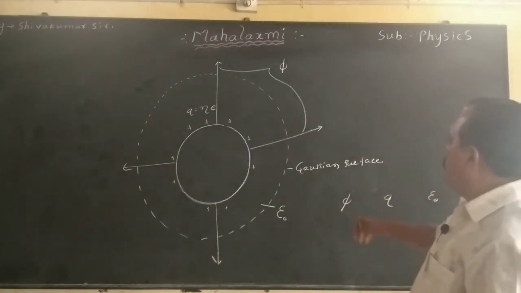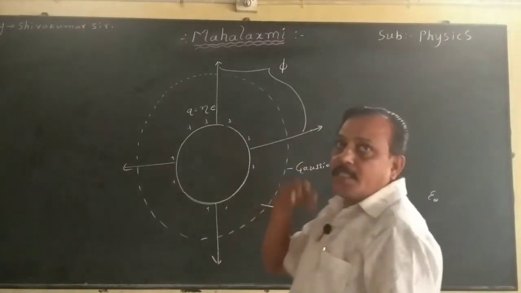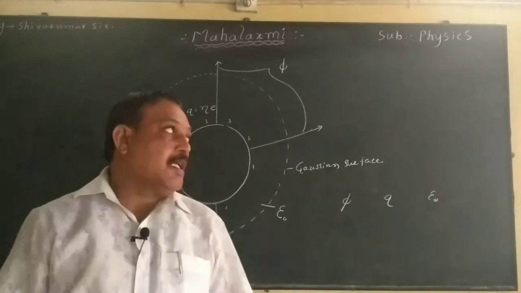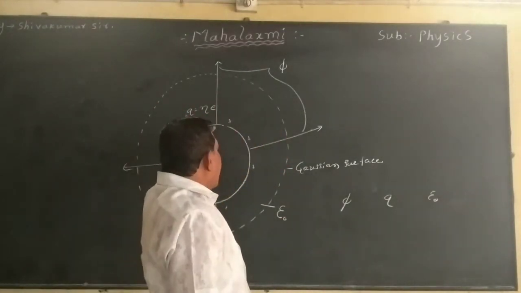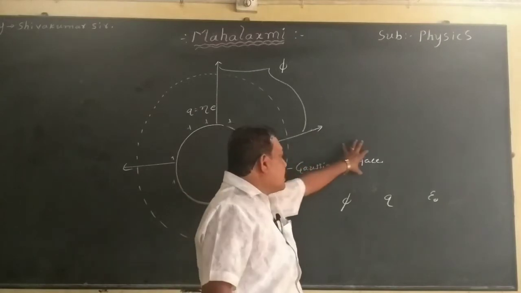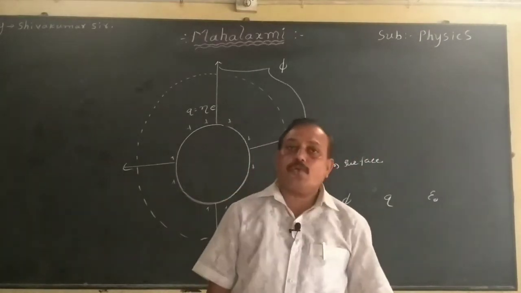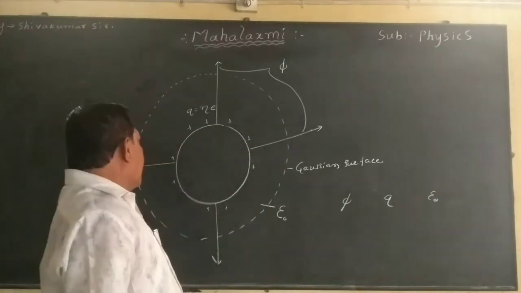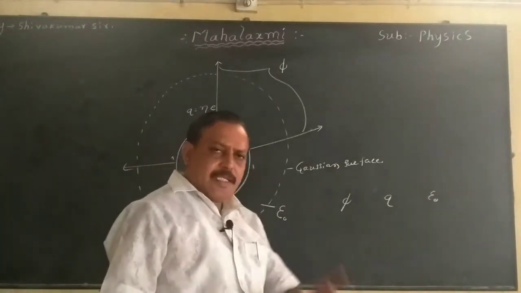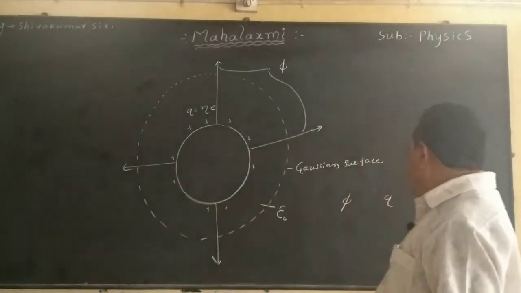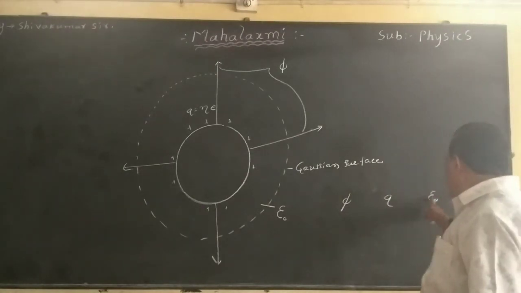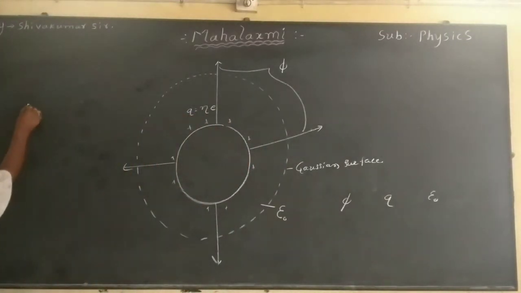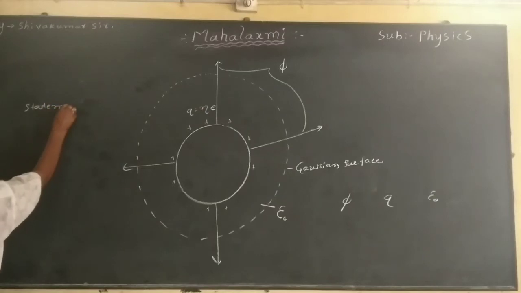So the surface which encloses the charges is nothing but an imaginary surface. This imaginary surface which encloses the charges was termed by Gauss, and that surface is called the Gaussian surface. Then what is the Gauss theorem? The statement of the Gauss theorem is a single-line statement that deals with flux, charge and the permittivity of free space. What is that statement?